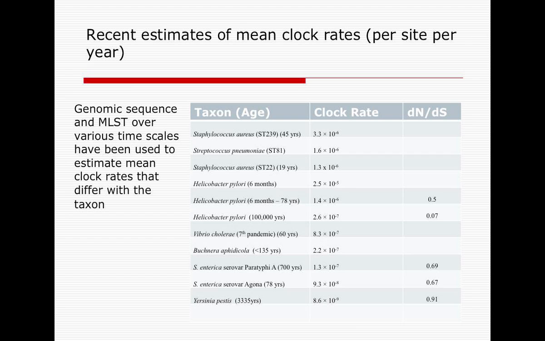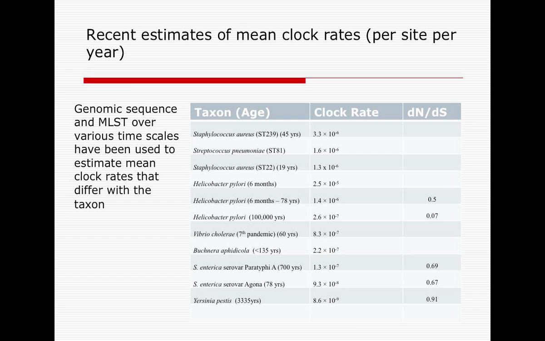If we look at recent estimates of the mean clock rate, so this is per nucleotide per year, we're ranging from somewhere around 10 to the minus 6, or even faster, down to about 10 to the minus 8. So that's about a hundredfold difference between the slowest and the fastest we know about. And when we looked at Helicobacter pylori, we were finding the clock rate over 6 months was close to 10 to the minus 5, but over 100,000 years was more like 10 to the minus 7.